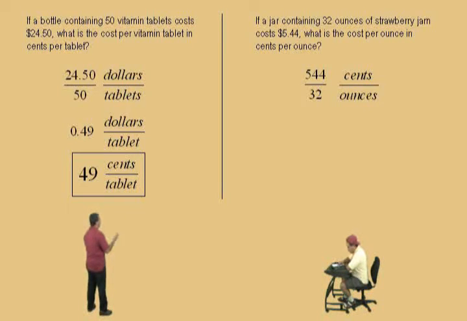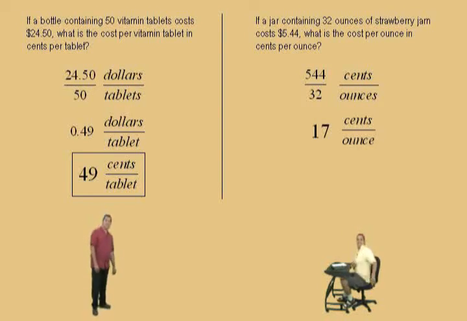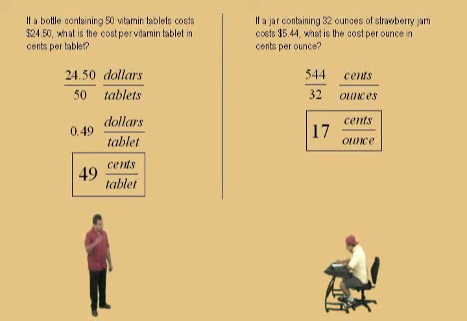Now, we've got our correct ratio, cents per ounce. And so all we do is take our calculator out. What's 544 divided by 32, Charlie? 17. 17, and that's 17 cents per ounce. So there's your unit price. So there you go there. It's kind of tough. Be sure to read your questions carefully.